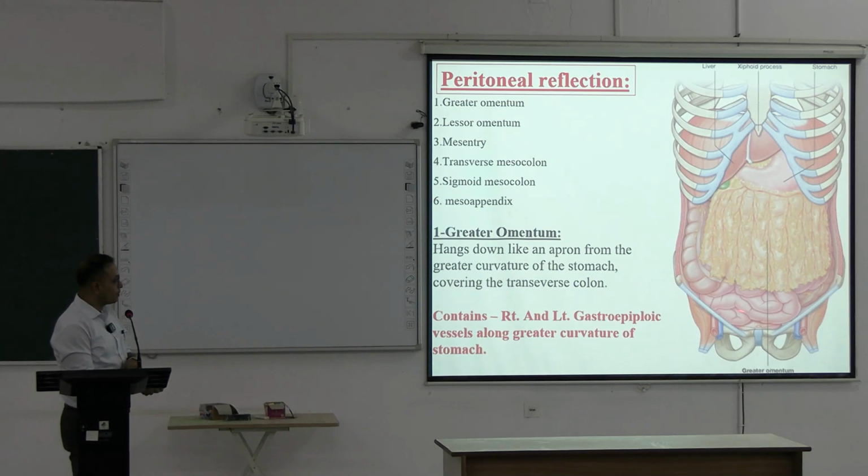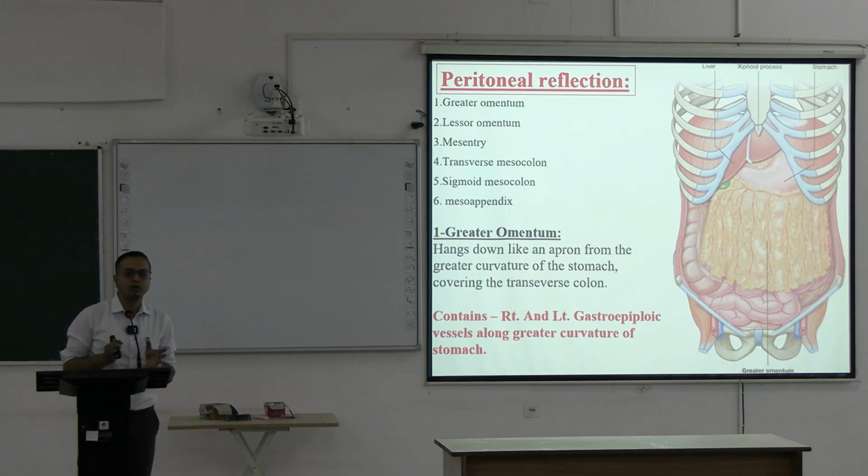The sigmoid colon is the lower part of the colon, which becomes the rectoanal canal. When the peritoneum hits the sigmoid colon, it becomes the sigmoid mesocolon, and for the appendix we call it the mesoappendix. So these are the six peritoneal reflections that we are going to cover in this session.